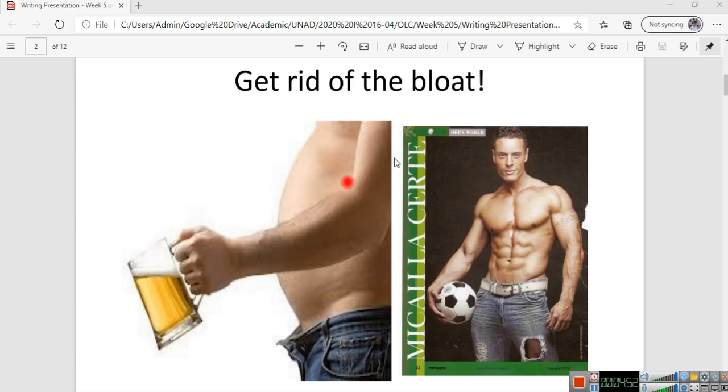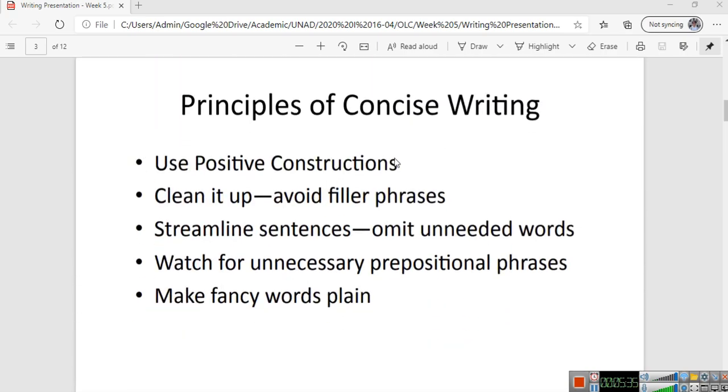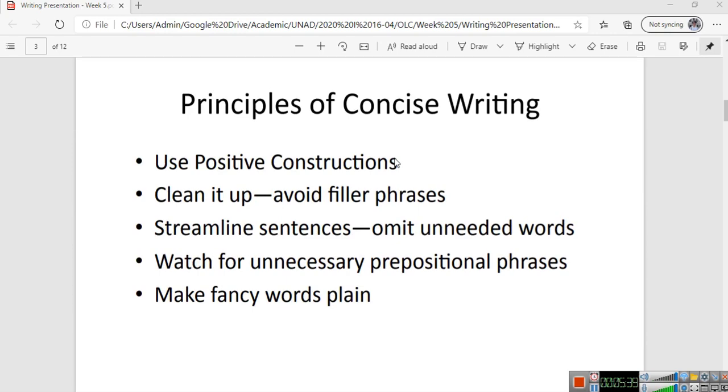Well, the difference is that one is bloated, is full of gas, you see? The other one is muscular, it's slim. Yes, he's fit. Well, it turns out that when we write, in English, or Spanish, or French, we can write like this, bloated, or we can have a very pretty body of text and write it slim. Now, there are some examples about that. So, this is called concise writing. Conciseness, ser conciso en español.